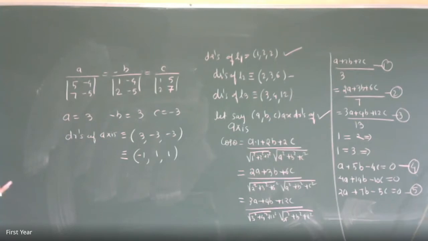Is it okay? Anyone you can do. Multiplicity: direction ratios are numbers which are proportional. So 3, minus 3, minus 3 is an answer. 1, minus 1, minus 1 is an answer. Minus 1, 1, 1 is an answer. All of them will give you the same equation.